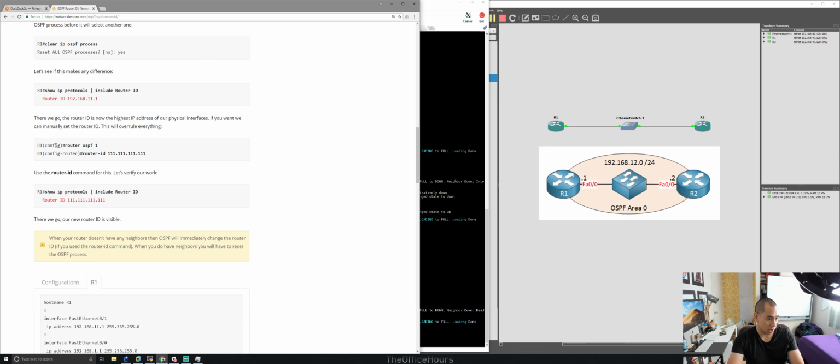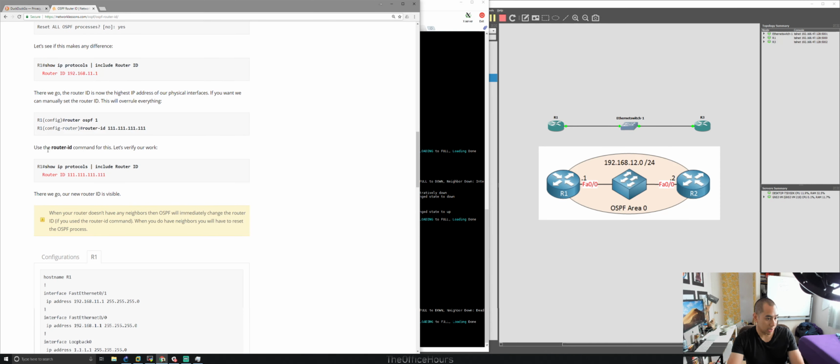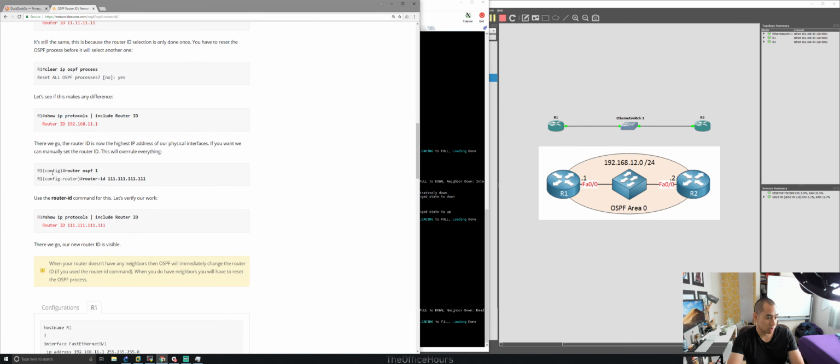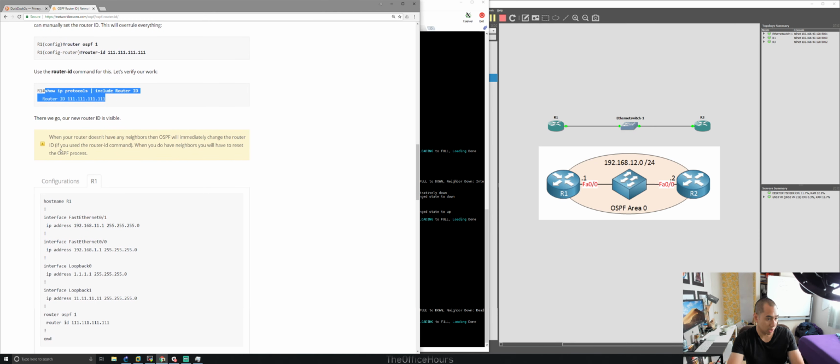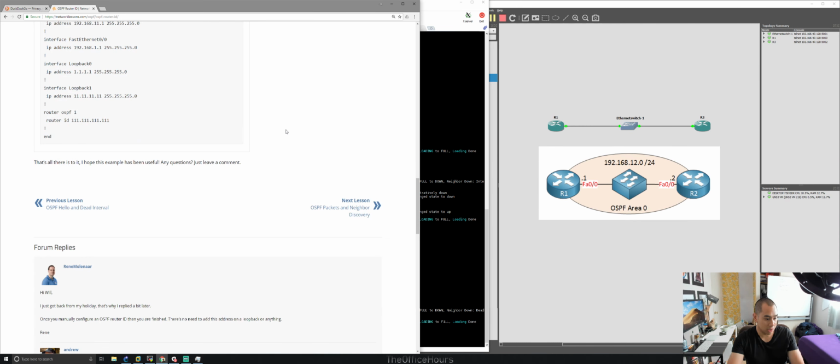And then lastly, we have the method where you manually set the router ID, and if you do this, it looks like you don't have to clear OSPF unless he did it without telling us. Alright, I think that's when your router doesn't have any neighbors, then OSPF will immediately change the router ID if you use the router-id command. When you do have neighbors, you will have to reset the OSPF process. Oh, thanks for making that clear. I think that is it.